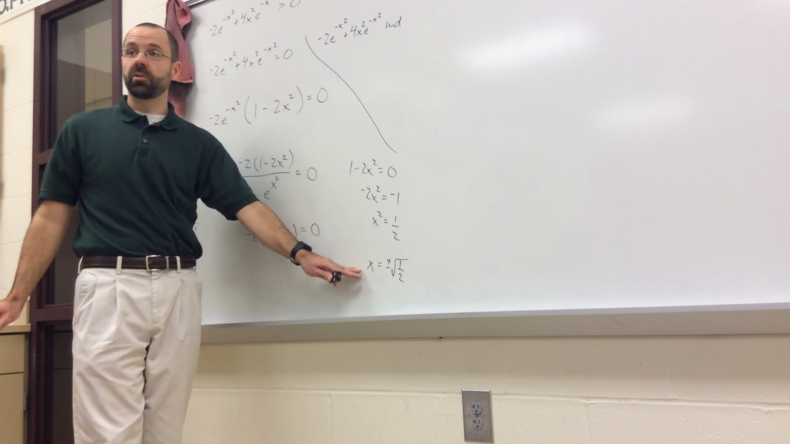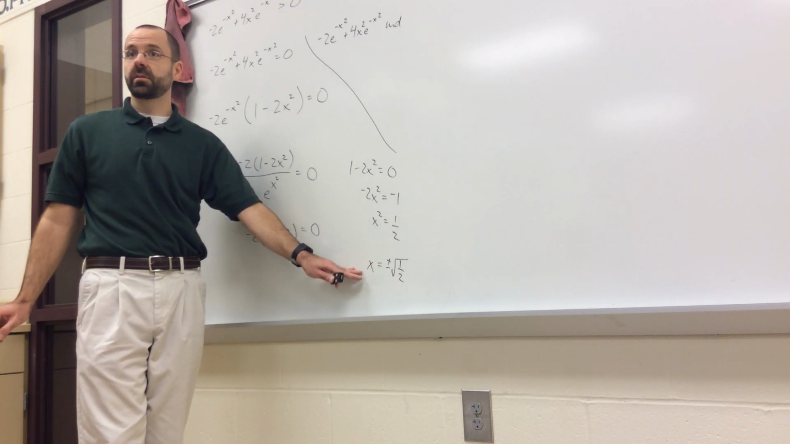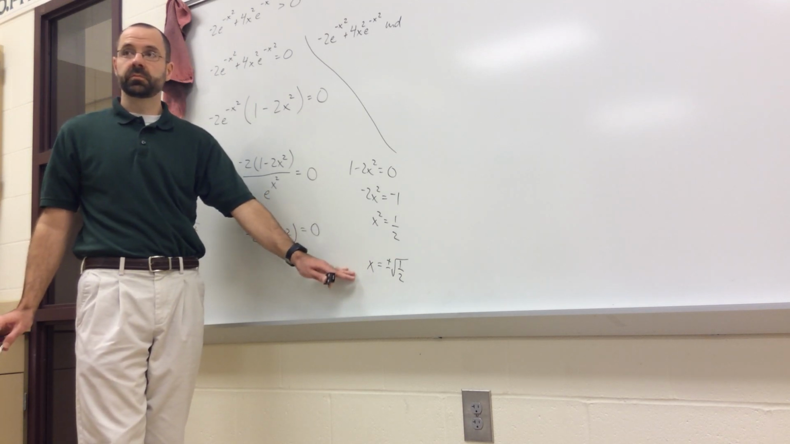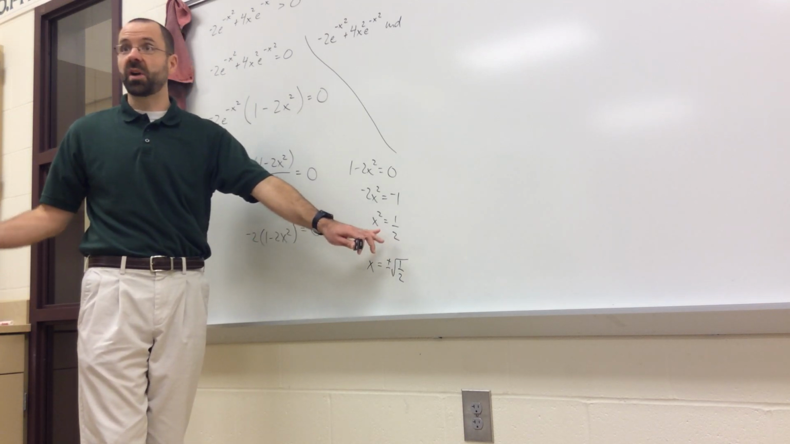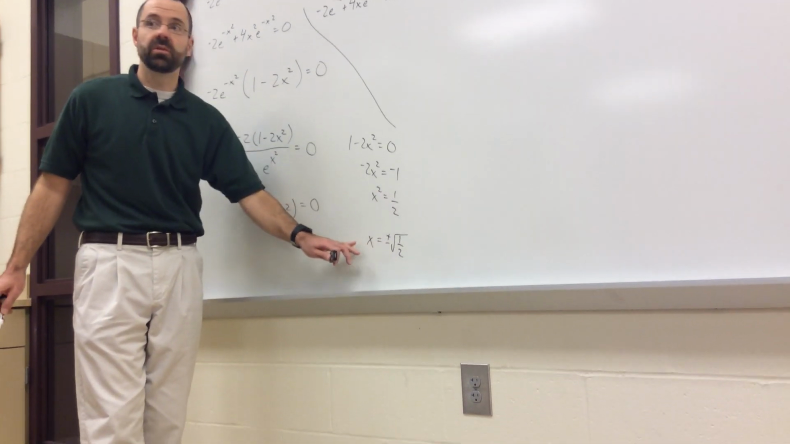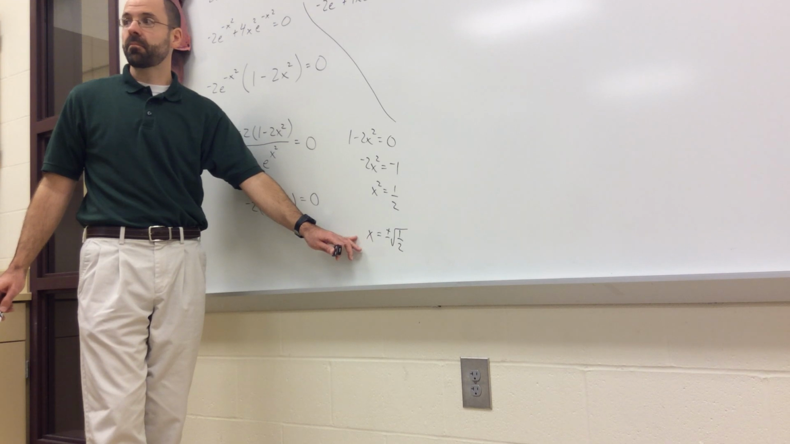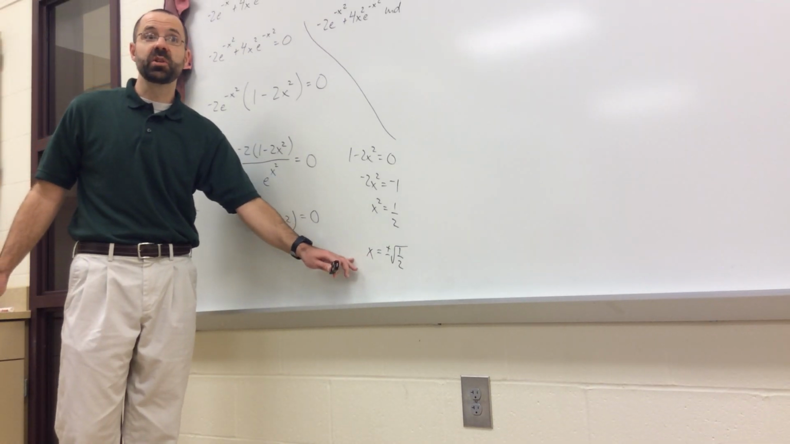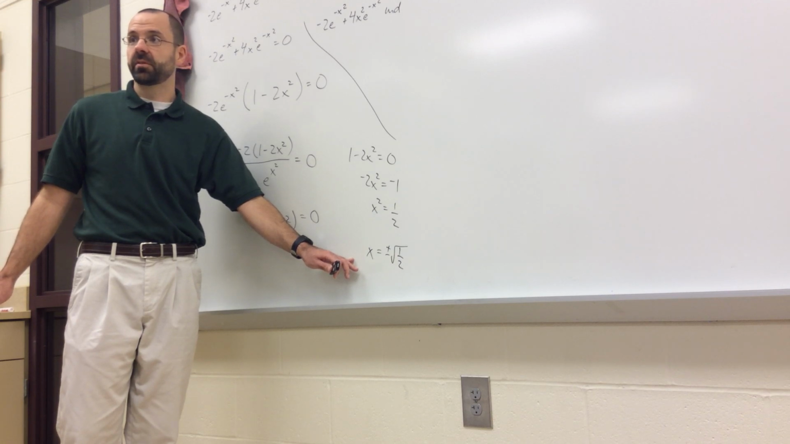Don't forget, when you take a square root, you get 2 answers, right? Like if this was 4, the answers would be both positive and -2. So since it's a half, it's positive and negative square root of a half. So there's 2 possible switching places for the second derivative.